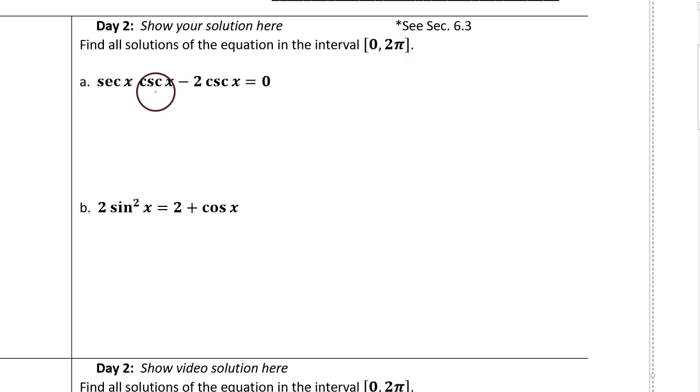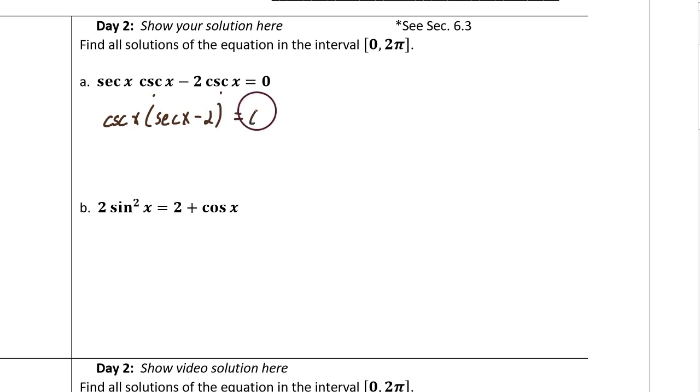I noticed that it's a binomial and there's a cosecant of x in both terms. So let's try some factoring. And this will create secant x minus 2 is equal to 0. Now that we have the product of two factors equal to 0, we can apply the zero product property that we've used a lot this year. Cosecant x is equal to 0, or secant x minus 2 is equal to 0.